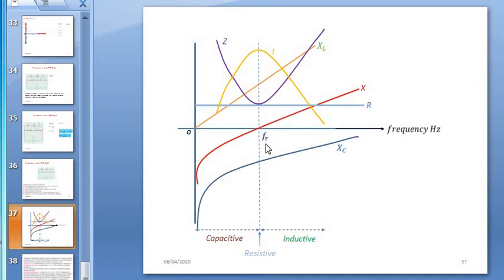See here, I have shown the FR. FR is the resonant frequency. At this frequency, we can say XL should be equal to XC. So graphically, we can also see this XL is equal to this XC. Impedance is square root of R square plus X square. So this is the impedance curve. It is also called the V curve. Then current. Current will be inverse to Z. So this is the current curve.